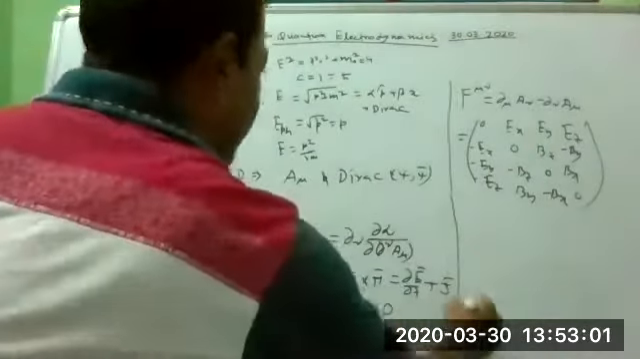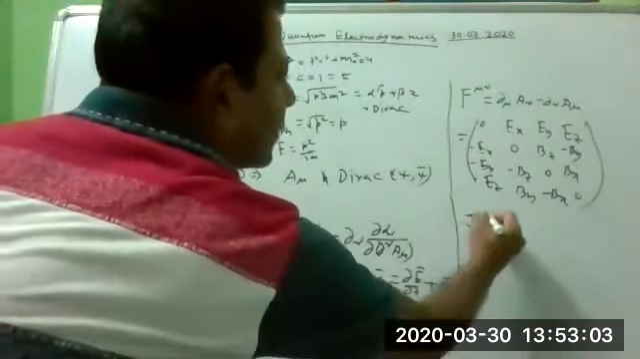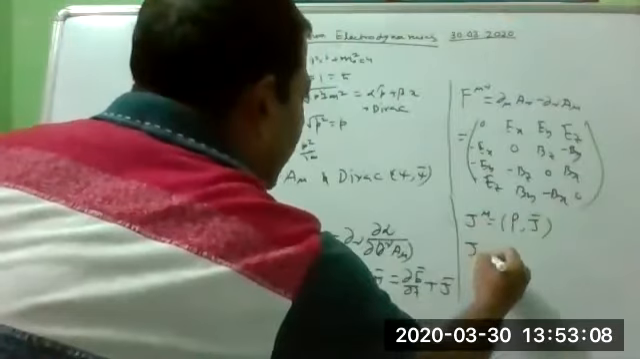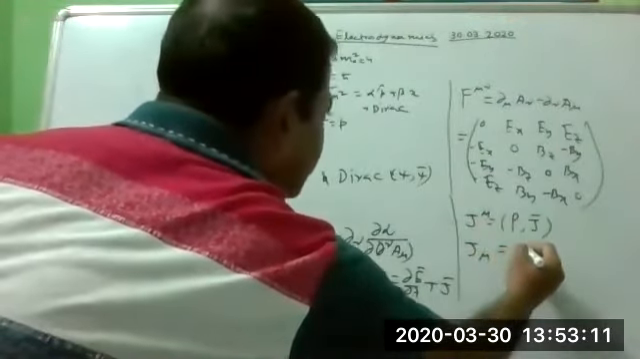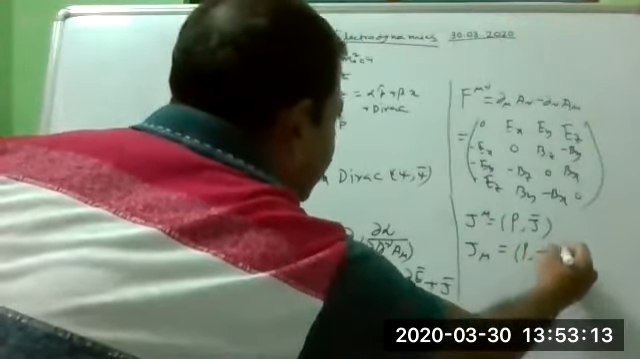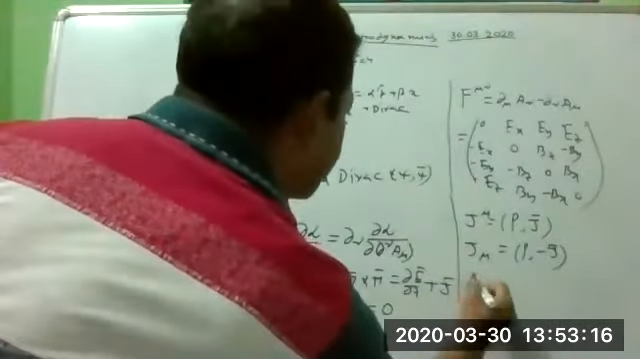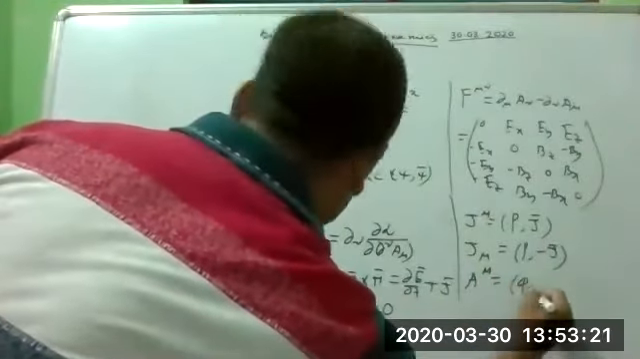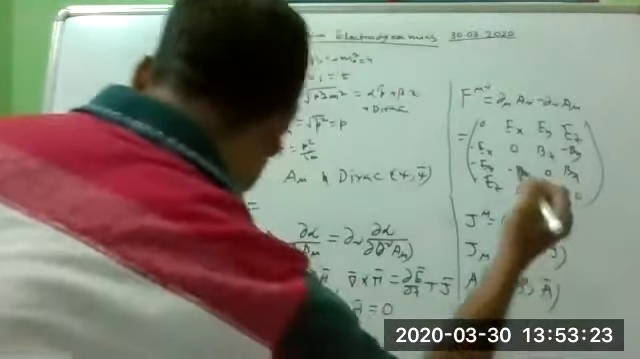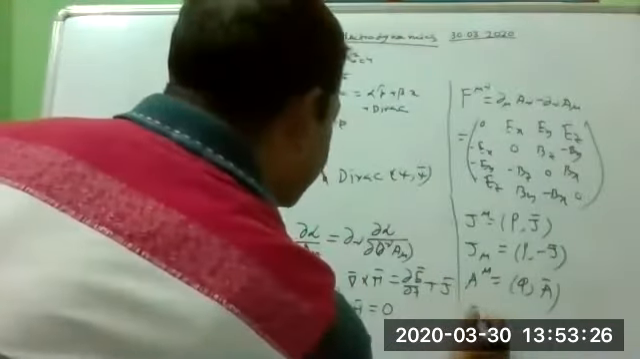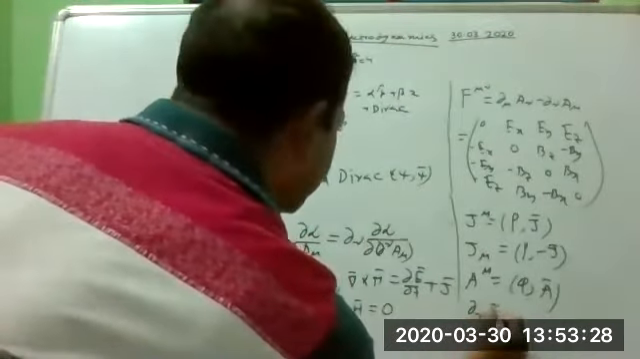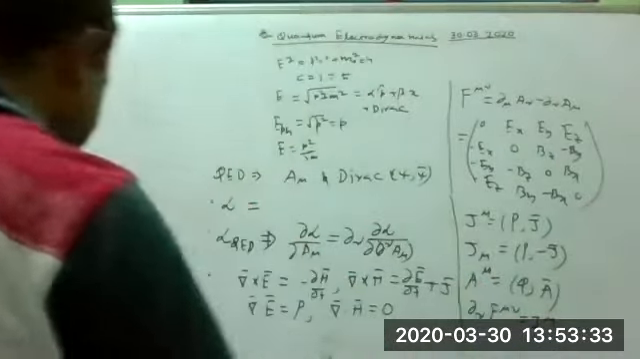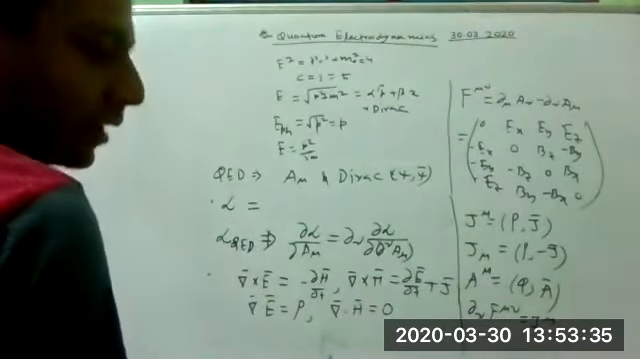And for our notation, the current is defined as J mu equal to rho, J vector, and J of lower mu equal to rho, minus J, the current density. And A mu for the potential means phi, A vector. And also the conservation theorem is del mu of J mu equal to 0. These are the recapitulation of electrodynamics.